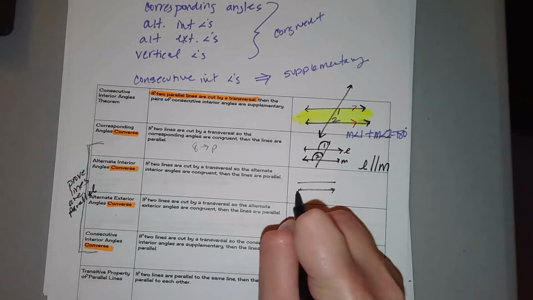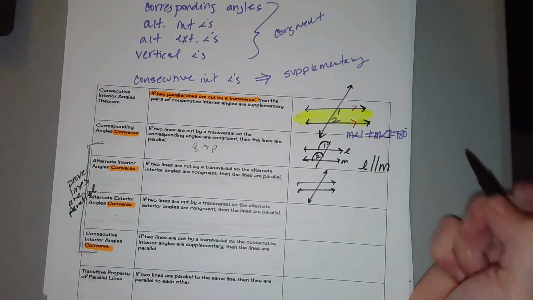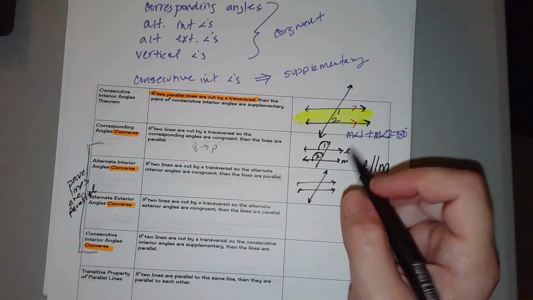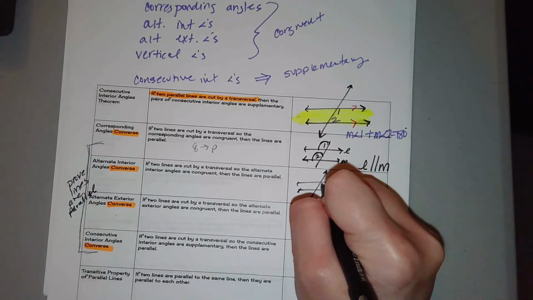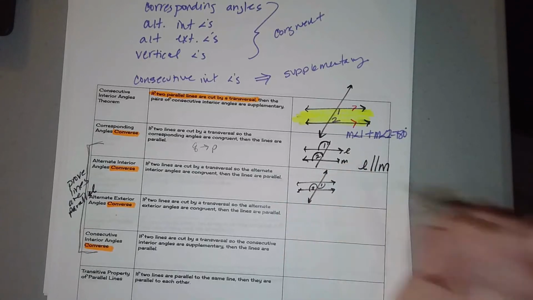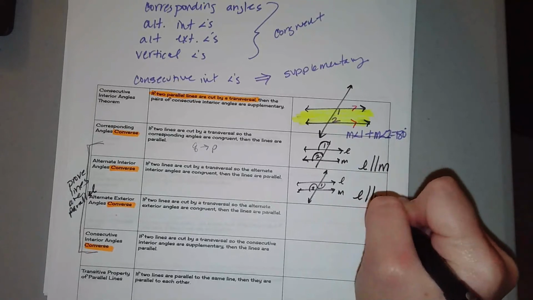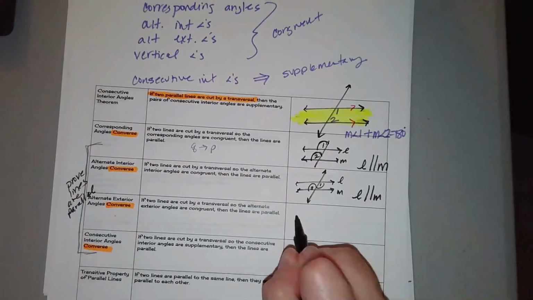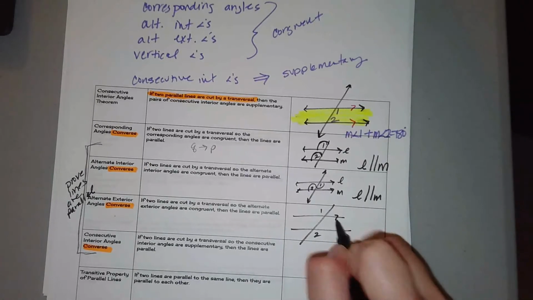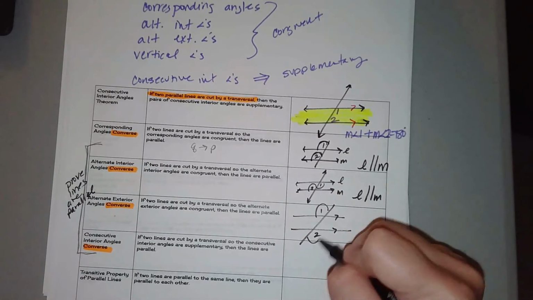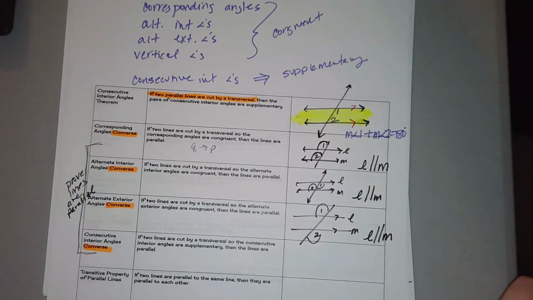If I have 2 lines cut by a transversal, and I know alternate interior angles are congruent, so 1 is congruent to 2, then my lines are parallel. Alternate exterior: if I know 1 is congruent to 2, then my 2 lines are parallel.